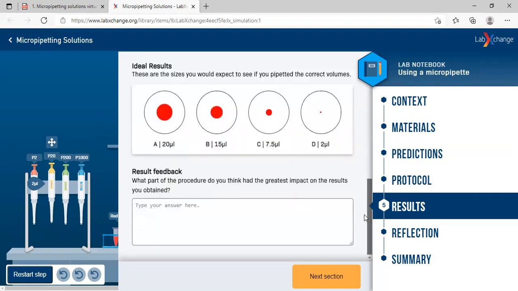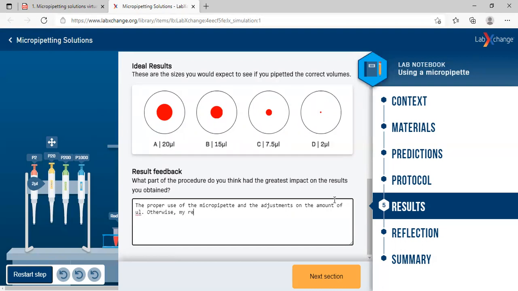Which part of the procedure had the greatest impact on the results obtained? Well, I'd say the proper use of the micropipette and the adjustment of the amount of microliters. Otherwise my results would have been wrong.